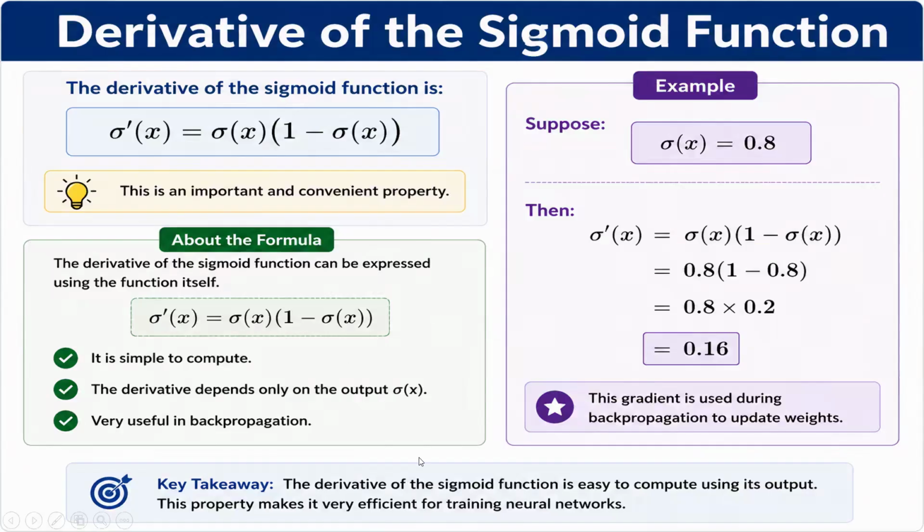Now next is the sigmoid derivative. The formula for the sigmoid derivative is σ'(x) is equal to σ(x) times 1 minus σ(x). So first of all we have to calculate σ(x) using the formula 1 upon 1 plus e raised to minus x. Here is the example. Suppose σ(x) is equal to 0.8. We have to calculate the value of σ'(x), that is the sigmoid derivative. So it is 0.8 into 0.2, that is 0.16. So this is how the sigmoid derivative is also calculated.